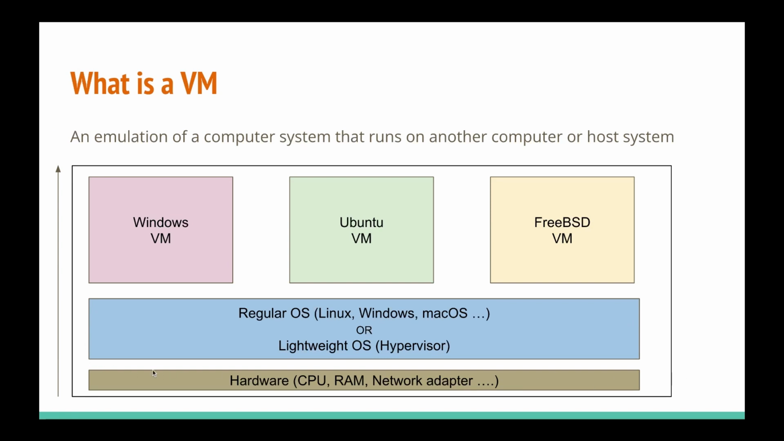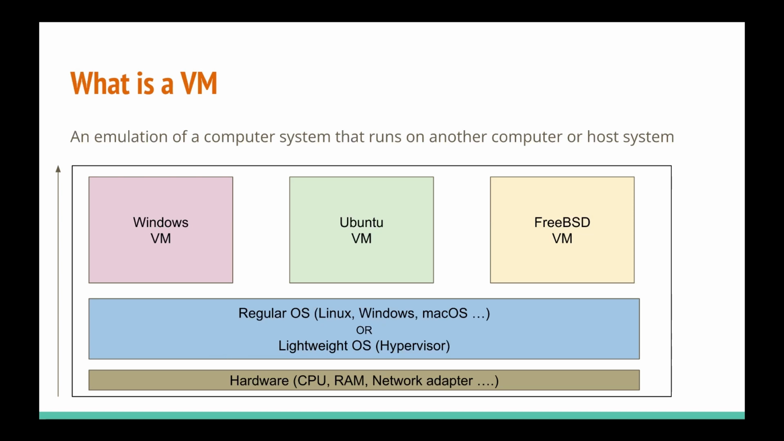At the end, it's our first layer, a hardware layer. It has a CPU, RAM, network adapter, and other things that a computer has. Then we have another layer, the operating system layer, which can be a regular operating system like Linux, Windows, or Mac OS, or it can be a lightweight operating system which is designed for managing virtual machines. They are called hypervisors.